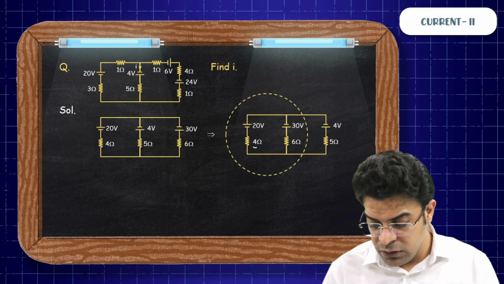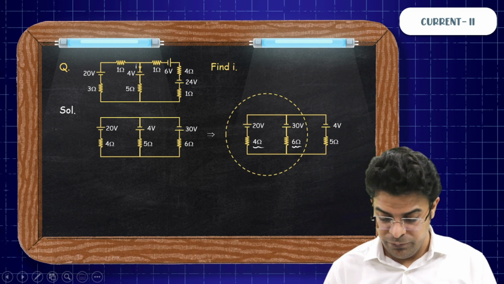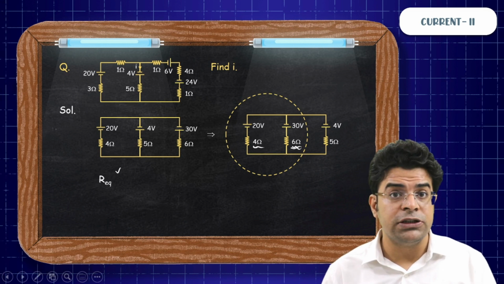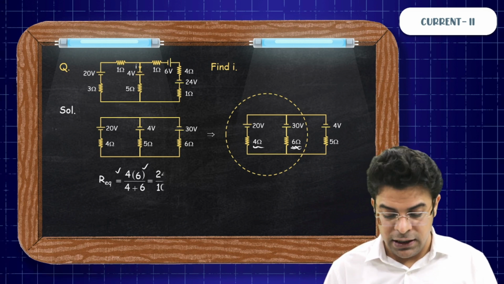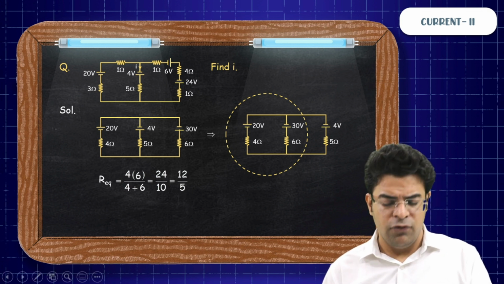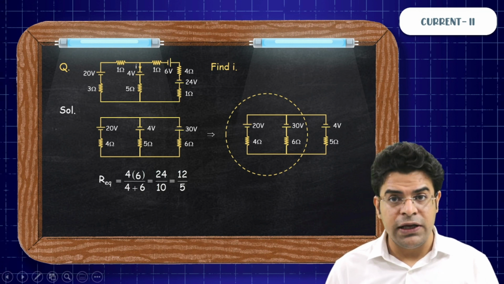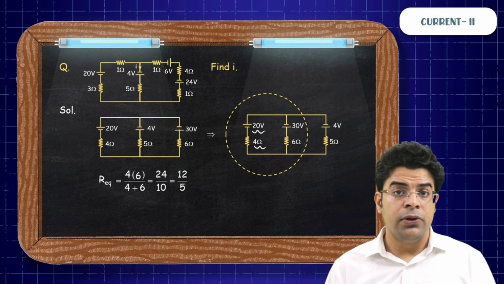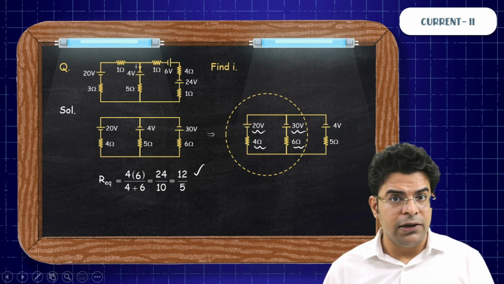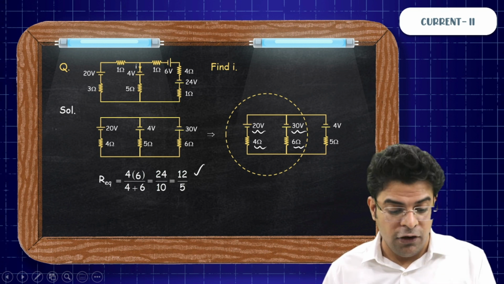So when you try to combine them, you need to find two things, R equivalent and E equivalent. So you will say R equivalent will be equal to 4 into 6 upon 4 plus 6. So that will be 24 by 10 and that will be 2.4 ohm or 12 by 5 ohm. Now let's find out the E equivalent. When we find out E equivalent, we will write 20 by 4 plus 30 by 6, into R equivalent, right? No. Be very cautious about the polarity of batteries.